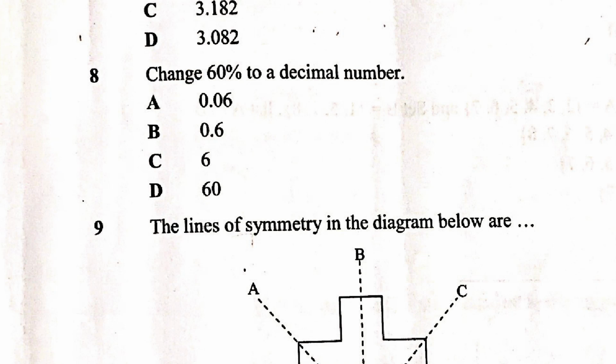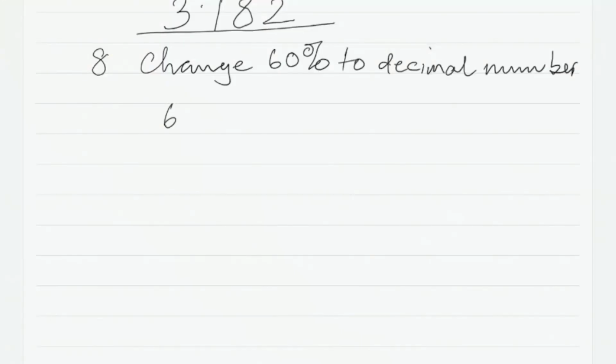To answer this question, we have first of all to write it as a fraction and then write it as a decimal number. So 60% written as a fraction will be 60 over 100.